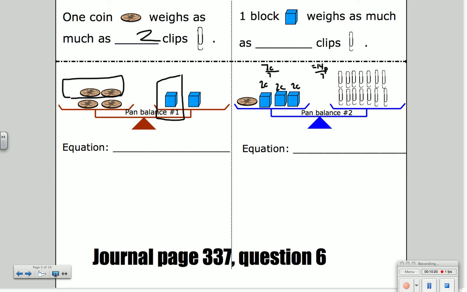So if a coin equals 2 paper clips, I'm going to go back to pan balance 1. So 1 coin is 2 paper clips, so 2 paper clips. Yeah, I'm putting that as P. That's 2 paper clips. And I can see that, and then of course these coins would each be 2 paper clips, right? But if I look at it for 1 block, well, 1 block, I already have it boxed in here. 1 block equals 4 paper clips.